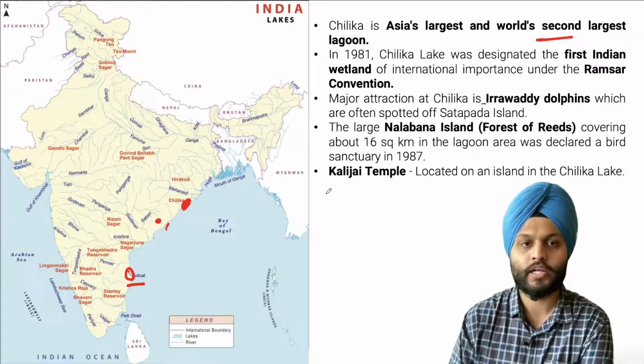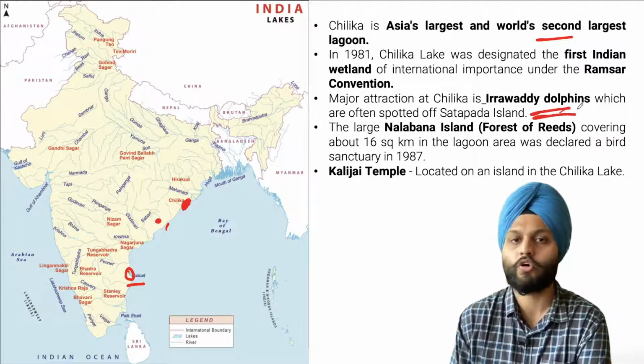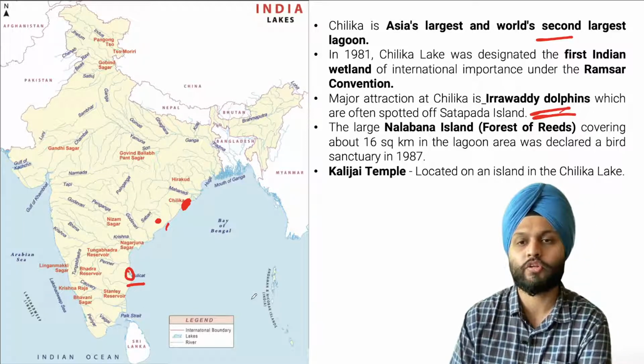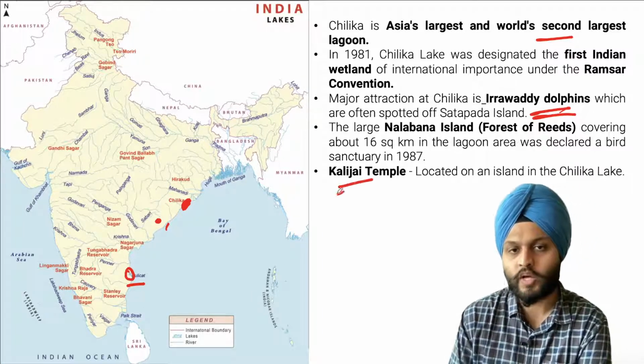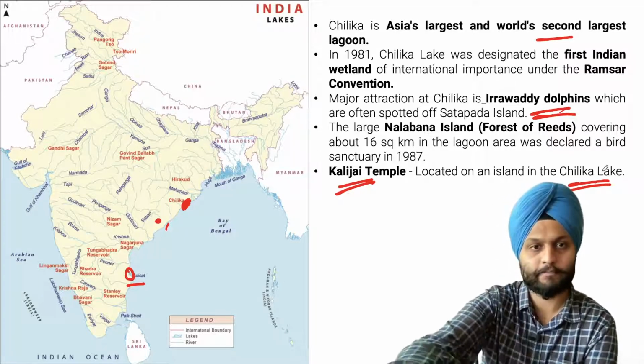Okay, now coming to Chilka Lake, as you know, this is brackish water. It is a major attraction for Irrawaddy dolphins. Right, so you can actually see these species on the net also. And there is also a temple known as Kalijai temple located on the island of Chilka Lake.